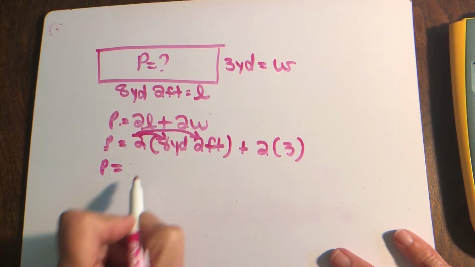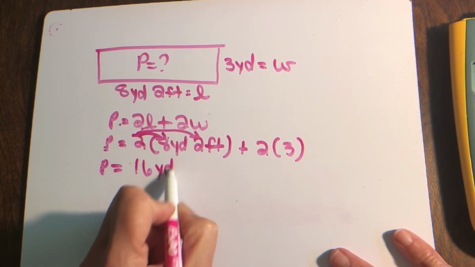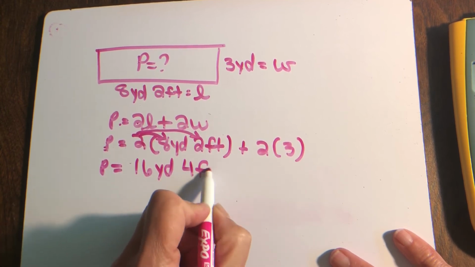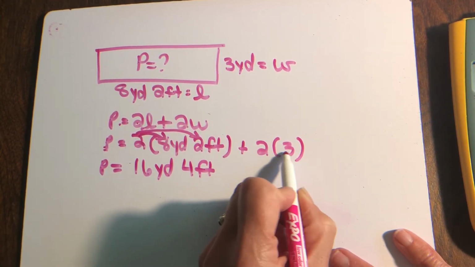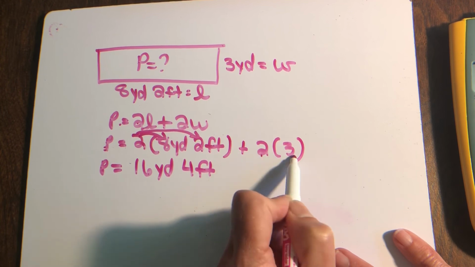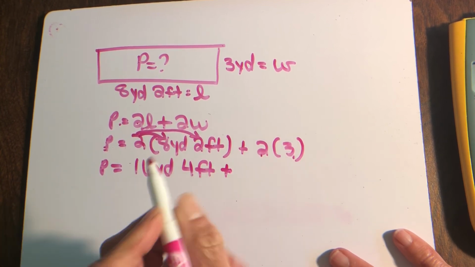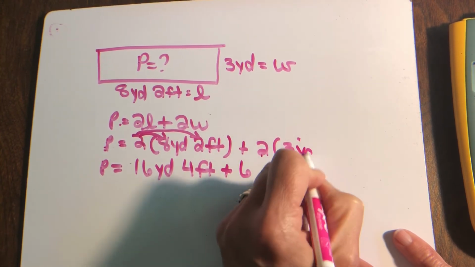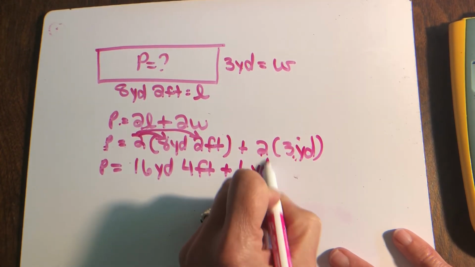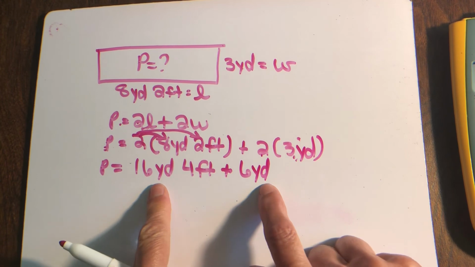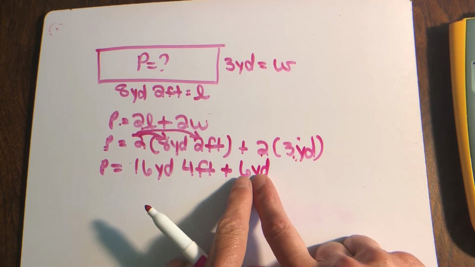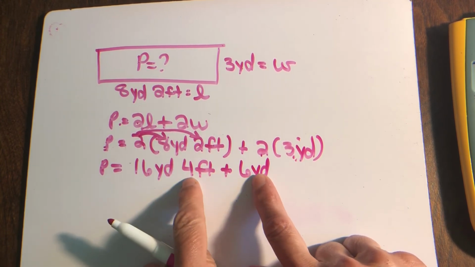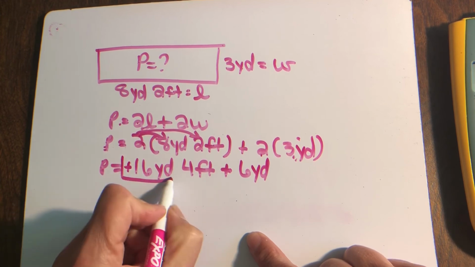All right, so 2 times 8 is 16 yards. 2 times 2 is 4 feet. And then 2 times 3, so just one thing times one thing, you know how to do that. It's just multiplication. And that was 6. Let me put my unit in there. 6 yards, okay? Now I need to know my units because I don't want to accidentally add 6 to the 4. That would not be good math.